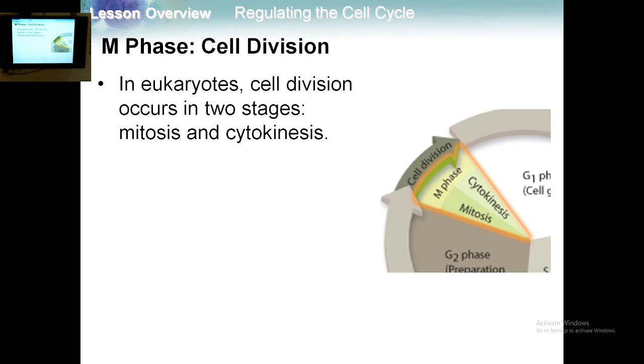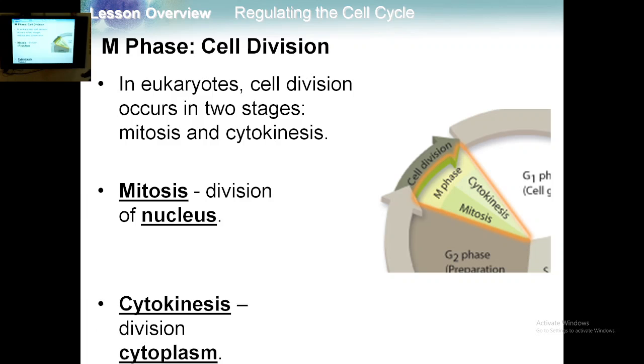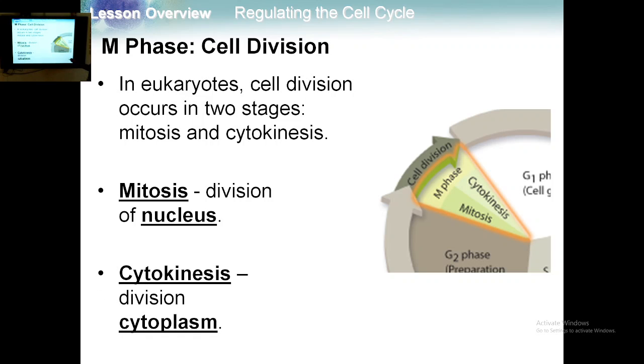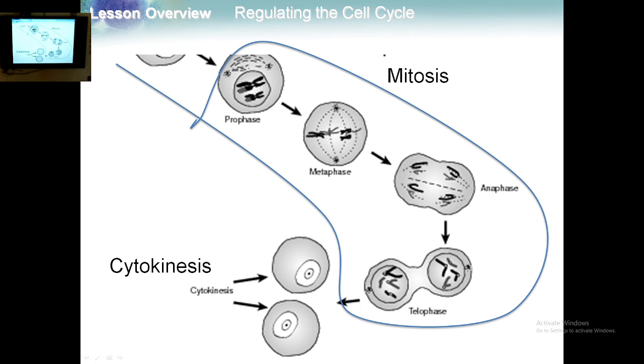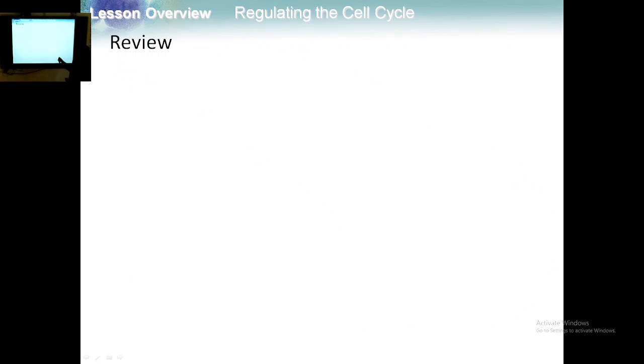Let's check now the M phase, which is the cell division phase. In eukaryotes, cell division occurs in two stages, mitosis and cytokinesis. Mitosis means the division of the nucleus, while cytokinesis means the division of the cytoplasm. This is the process that happens in mitosis. As you can see, this is the mitosis process, and this is the cytokinesis process. In mitosis, the division is of the nucleus, and in cytokinesis, the division is of the cytoplasm.